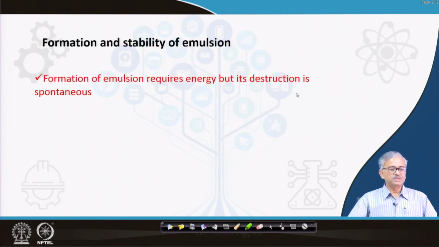Now, see the formation and stability of the emulsion. Formation of emulsion requires energy. Why does it require energy? Because when you are making the droplet, you are tearing the droplet, and you are creating a new surface. As a result, you have to give surface energy. That is why formation of emulsion requires energy, and the oxygen jet is continuously pumping the energy for generating these liquid droplets and throwing them into the slag phase. So, formation of emulsion requires energy, and you are getting it from the oxygen lancing.